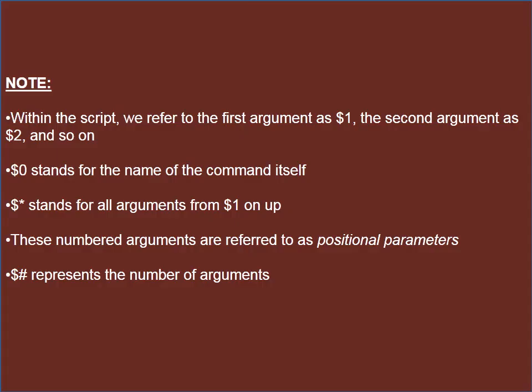These points have to be noted when we are dealing with command line arguments and positional parameters. Within the script, we refer to the first argument as $1, the second argument as $2, and so on. $0 stands for the name of the command itself. $* stands for all the arguments from $1 on up. These numbered arguments are referred to as positional parameters, and $# represents the number of arguments.